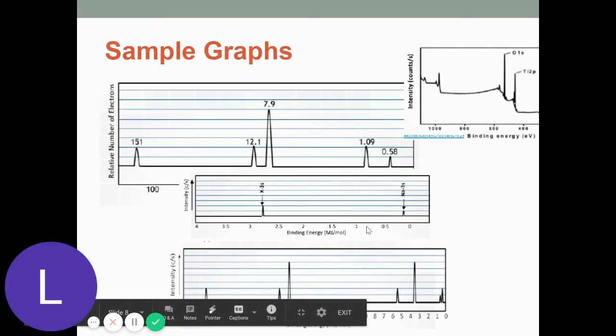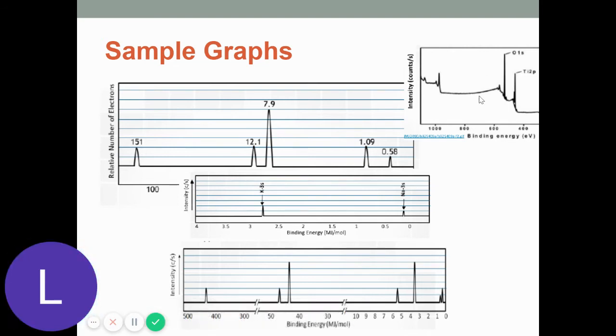Let's look at more. So these are what real ones look like. The one on this top right is what a photoelectron spectroscopy machine would actually print for you. It's not nearly as pretty as the ones that we put in books for you guys, because reality is never as easy to read.